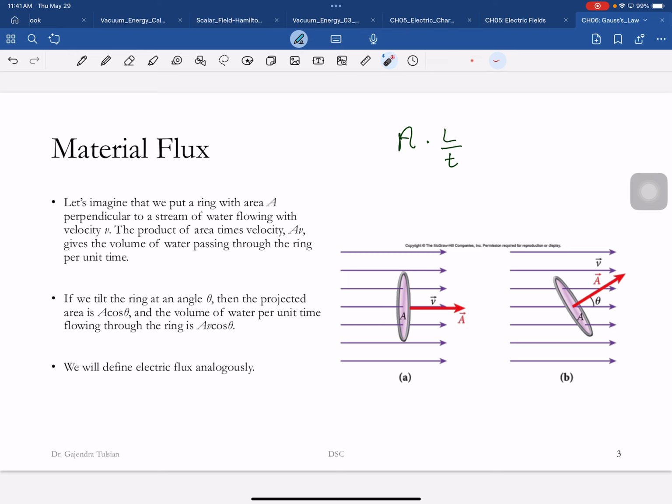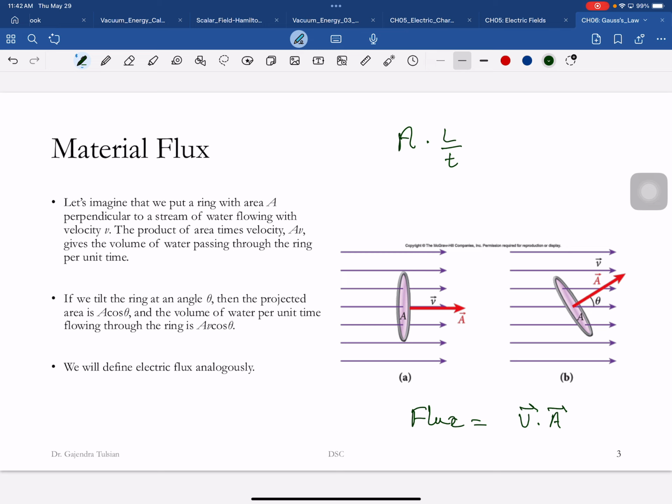What if this ring was like this? Zero. Nothing is flowing through. So it depends on the angle. What we'll do is define an area vector. What does the area vector mean? The magnitude of the area vector is just the magnitude of the area, and its direction is perpendicular to the area. Why do we define that? Because now we can write the volume flux as velocity vector dot A.